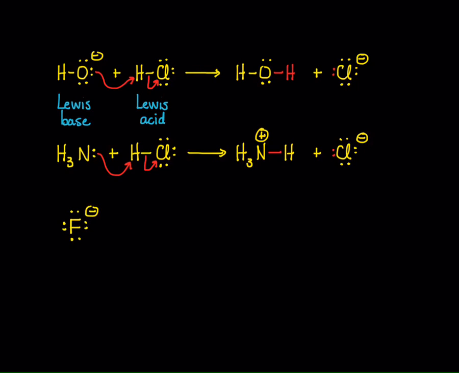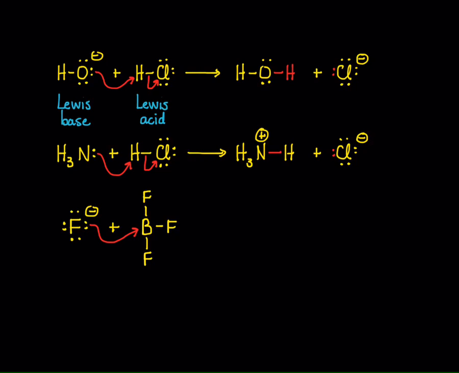So here is a last example: a fluoride ion, which is a Lewis base, and it's going to react with BF3. Now BF3, notice, is a somewhat stable molecule, but the boron has only 6 electrons around it, and therefore it has the potential of accepting another pair of electrons. And that's exactly what happens. The fluoride is a Lewis base, it's going to donate a pair of electrons, and the BF3 is a Lewis acid, it's going to accept a pair of electrons.